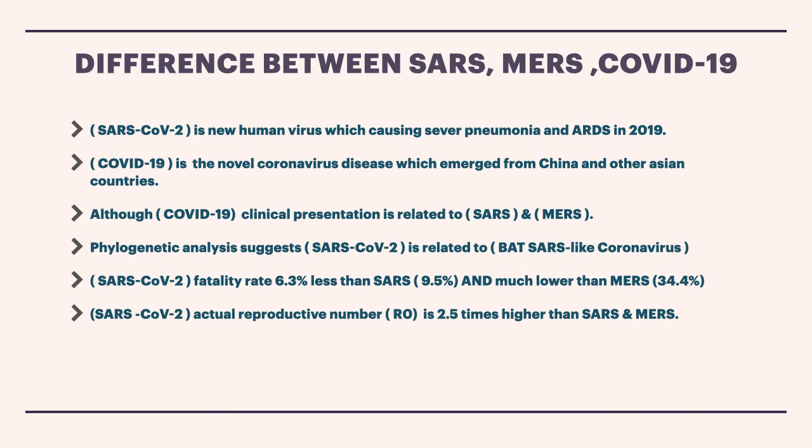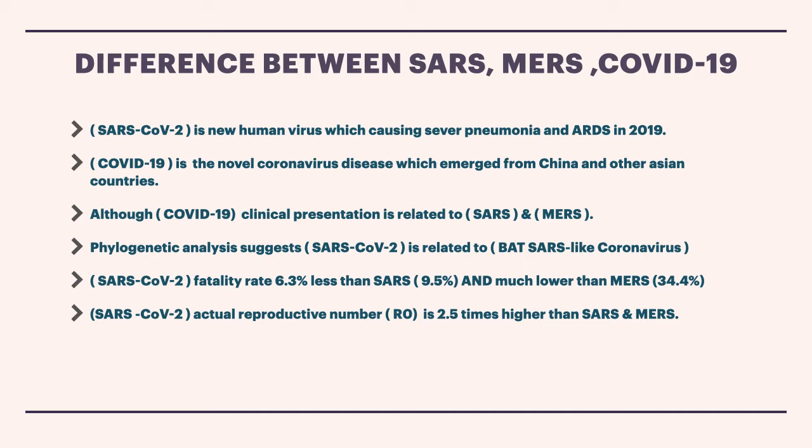So, first, the difference between SARS, MERS, and COVID 19. SARS coronavirus 2 is the name of the virus that caused severe pneumonia and ARDS in late 2019 and caused a syndrome called COVID 19. It emerged from China, especially from Wuhan, and other Asian countries. They all have similar clinical presentation, SARS, MERS, and COVID 19, but the phylogenetic analysis suggests that the SARS coronavirus 2 is more related to bat SARS coronaviruses.